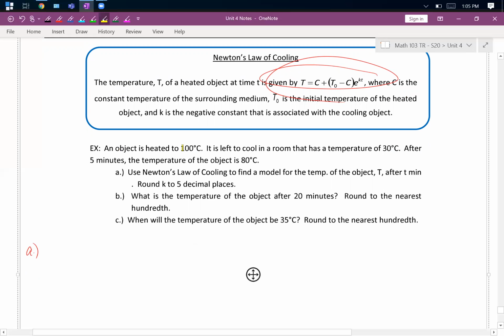An object is heated to 100 degrees Celsius. So what is that 100 degrees? Which variable is that? Temperature. Well, which temperature? The initial temperature or the temperature after a certain amount of time? The initial temperature. So that's our T sub 0. Then it's left in a room to cool that is 30 degrees. So what's our 30?